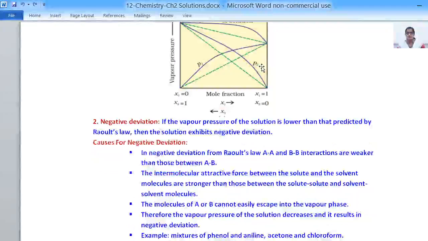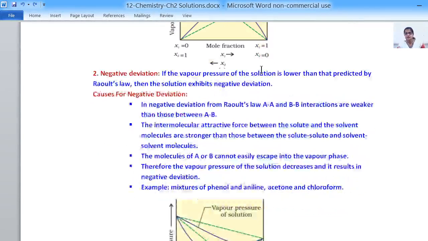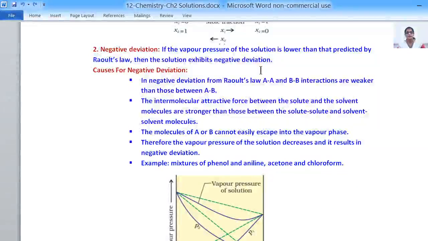Next we will move on to the second type of deviation, that is called negative deviation. Now, first you should understand what negative deviation is. It is exactly opposite of positive deviation. If the vapor pressure of the solution is lower than that predicted by Raoult's law, then the solution will exhibit negative deviation. Now, the causes for negative deviation. In negative deviation from Raoult's law, A-A and B-B interactions are weaker than the A-B interaction.